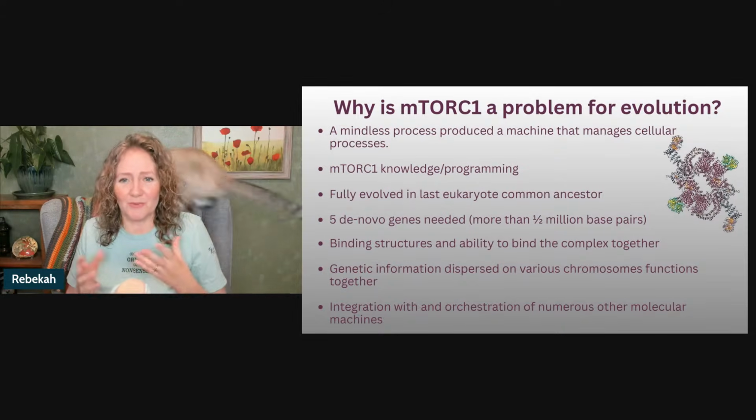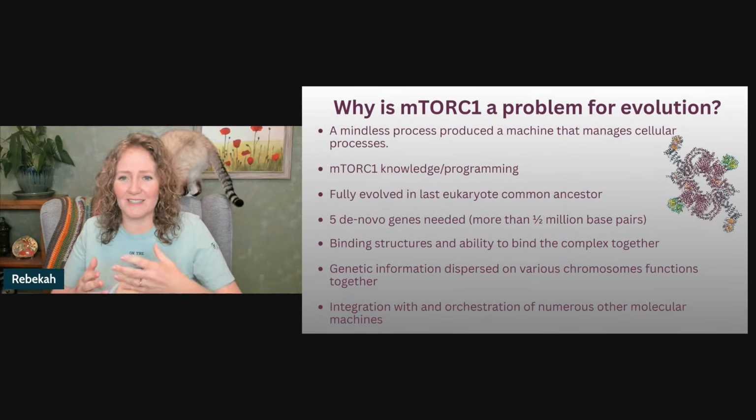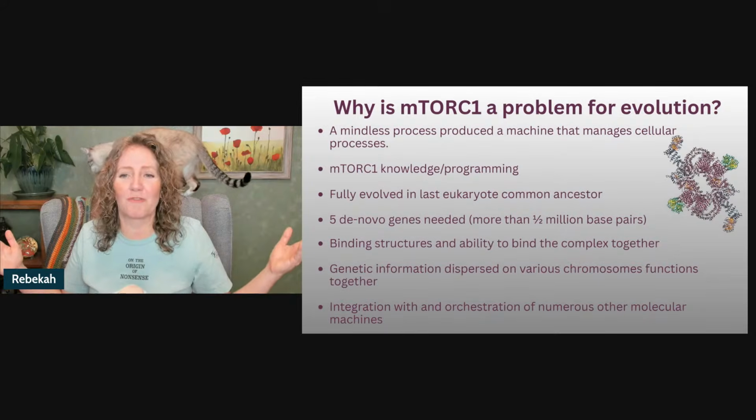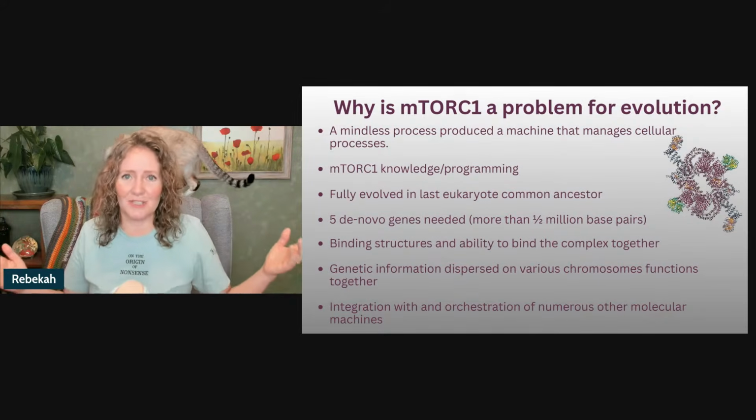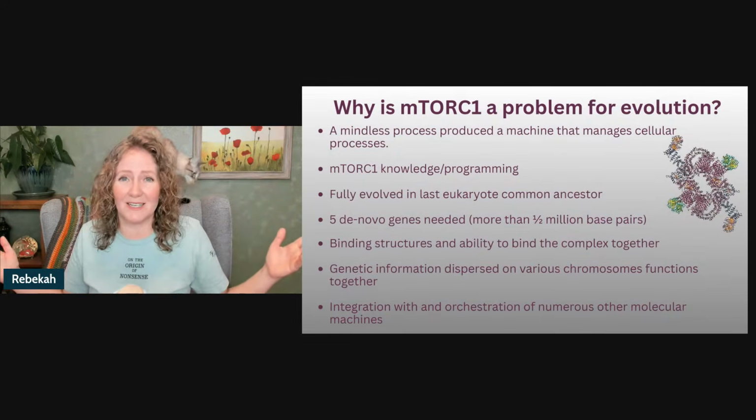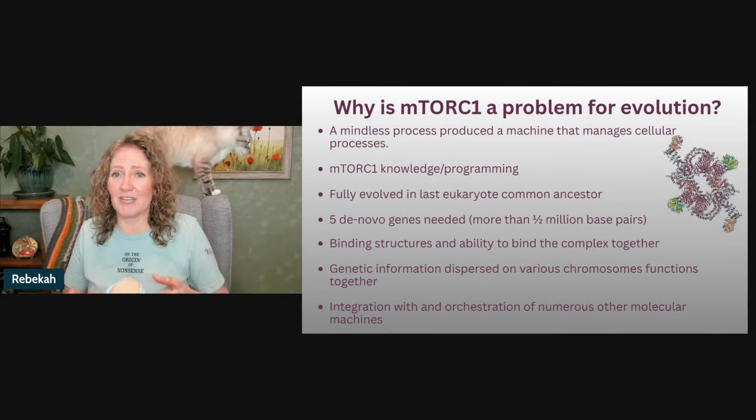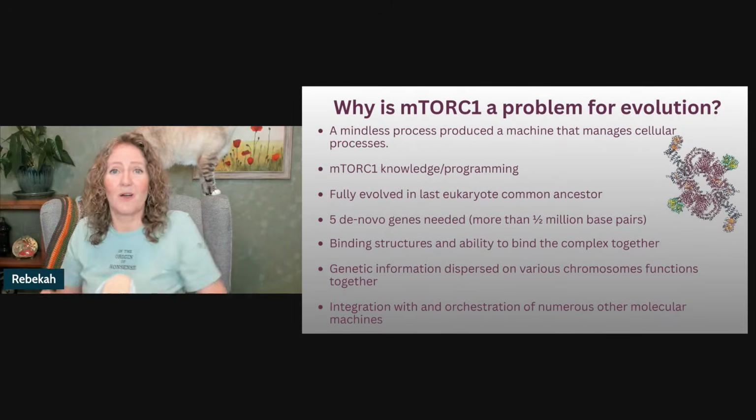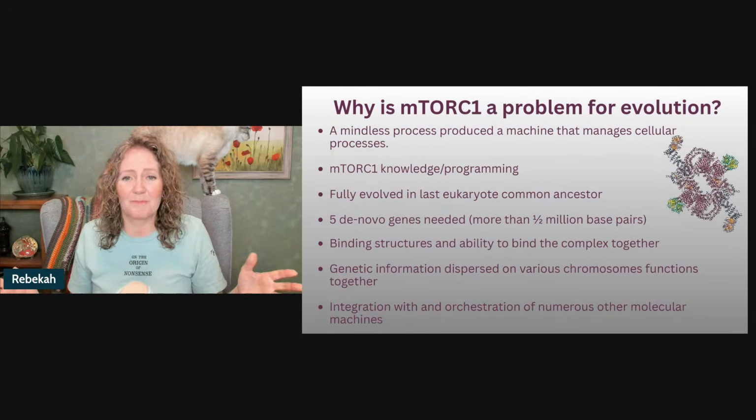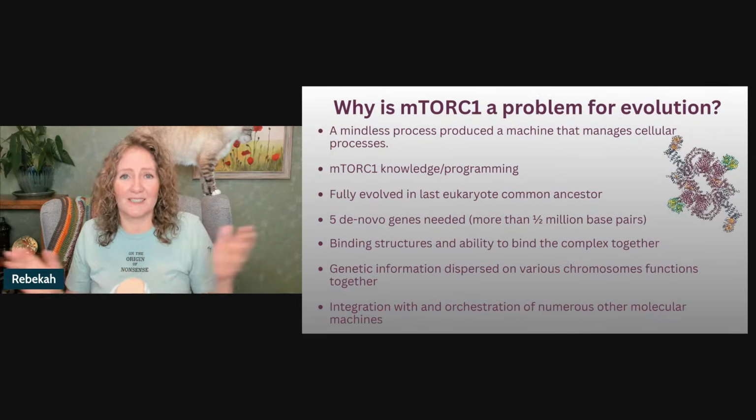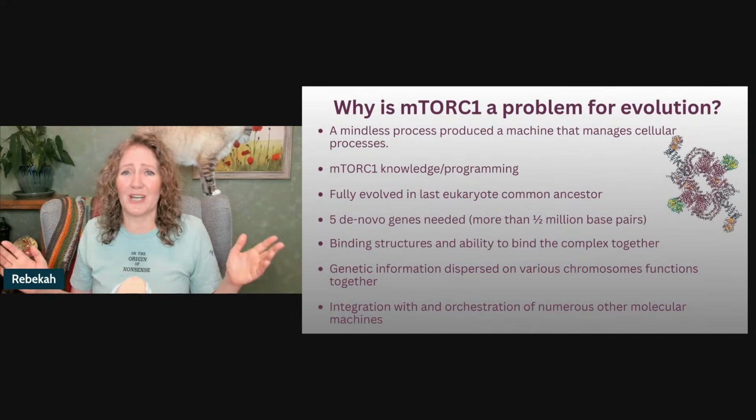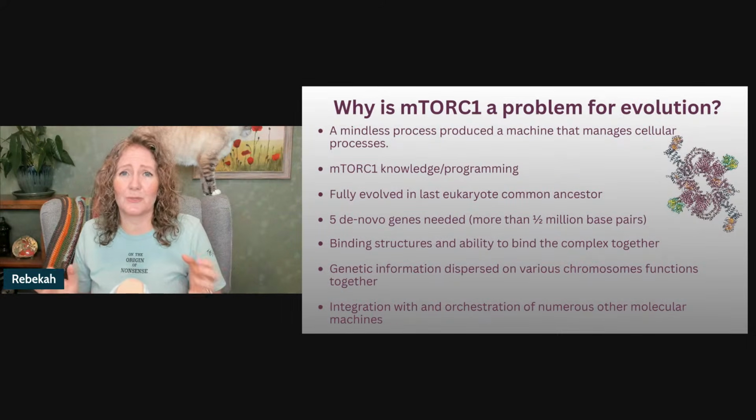The reason they say that it was around since the last eukaryotic common ancestor is because it's in all of them now. And so it would have either had to evolve separately or it was there from the beginning. That's a problem because, like I said, there's so much evolution going on. There are so many things that need to evolve to get eukaryotes.